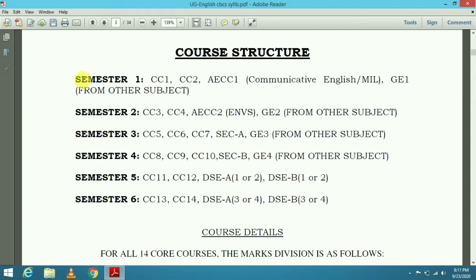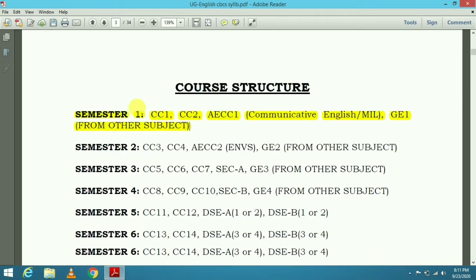Now let us focus on the course structure. In your semester 1, you will be having CC1, CC2, AECC1, which is communicative English or MIL, and GE1 from another subject. This GE1 is what, at the time of filling up your form, you chose, either history or Bengali or political science or philosophy as your GE. So that is going to be there in your semester 1. In semester 1, you do not have to study all the CC courses. You have to study only CC1 and CC2 and AECC1.